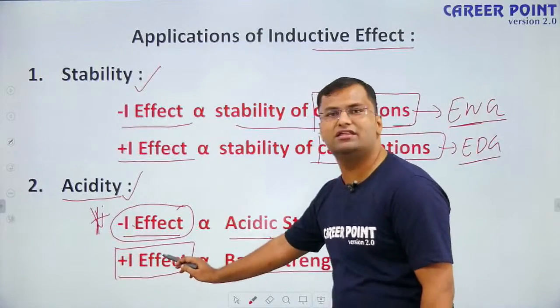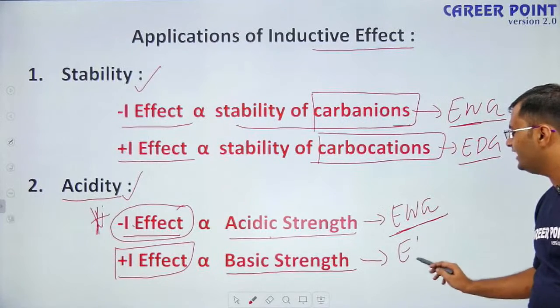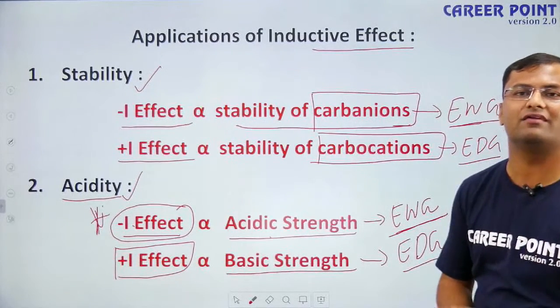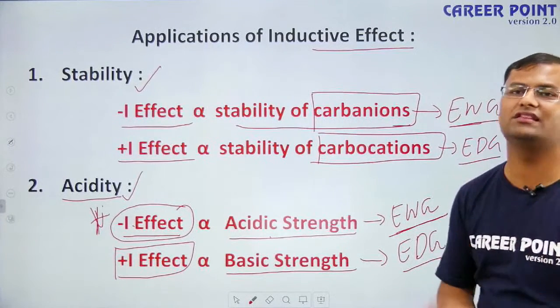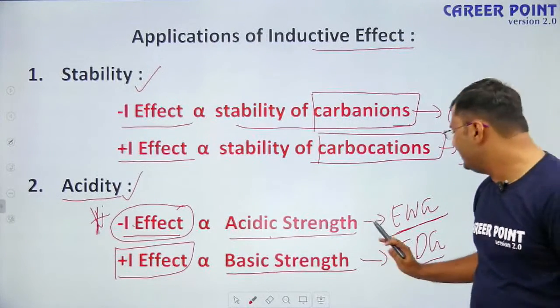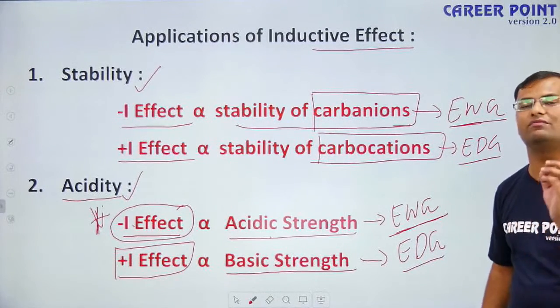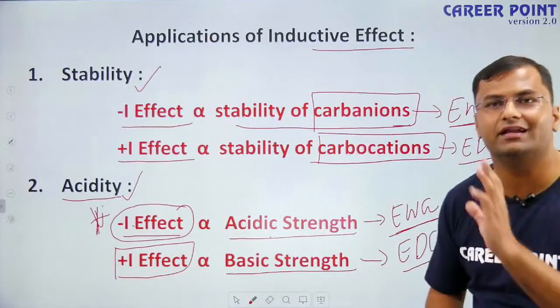The plus I effect increases basic strength, or we can say that electron donating groups donate electrons. Whenever someone donates an electron or lone pair, basic strength increases. So if any electron donating group is attached to any compound, the basic strength of the compound will increase.